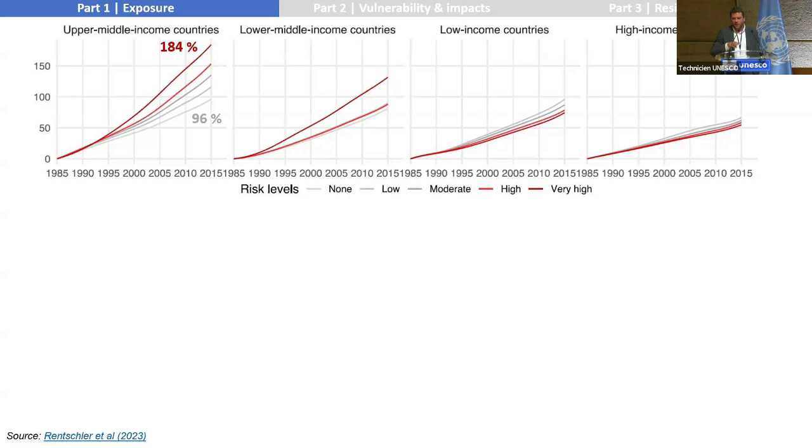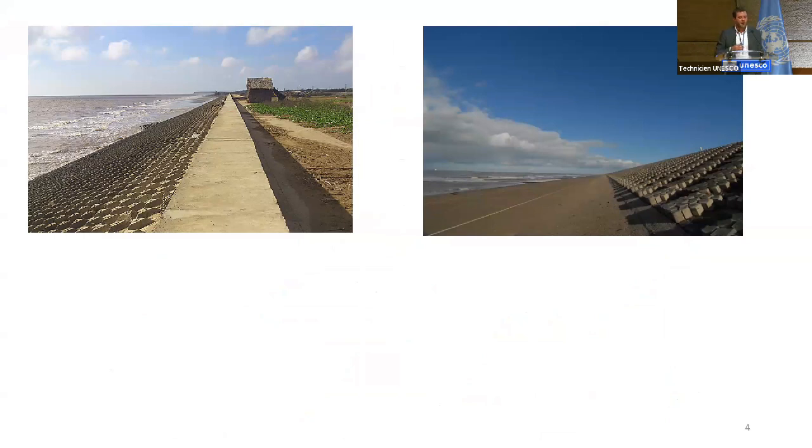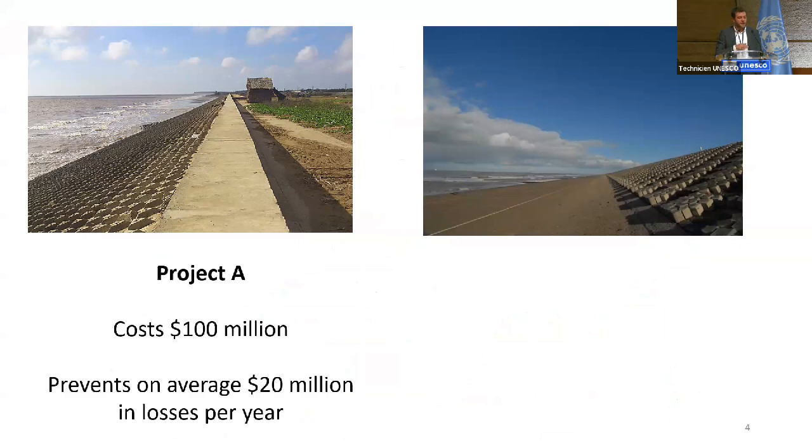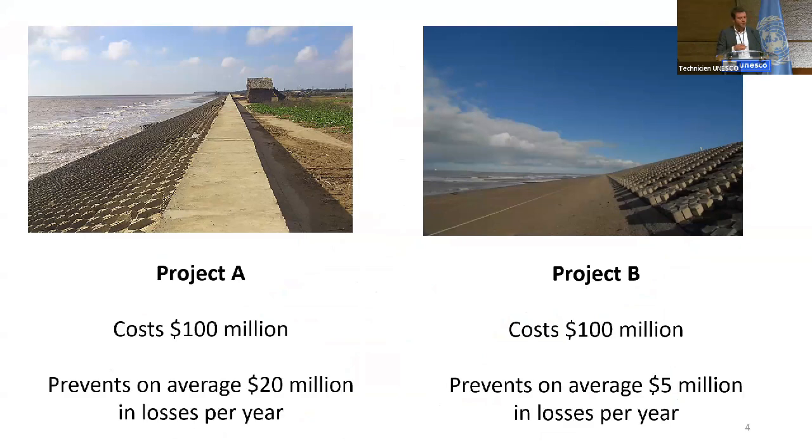The second dimension I wanted to talk about very briefly is how do you prioritize disaster risk management, disaster risk reduction, or resilience building investments. Here you have two pictures of two projects that have to do with coastal protection. Project A, Project B, they cost about the same. The only difference between the two is that Project A yields about 20 million in avoided losses every year, whereas Project B yields about 5 million in avoided losses every year.